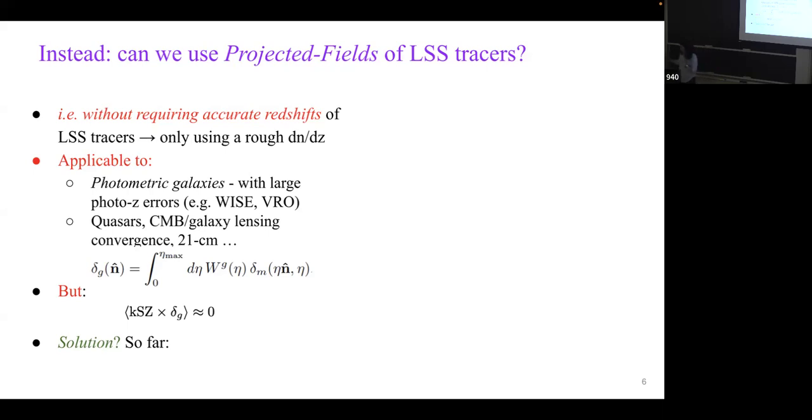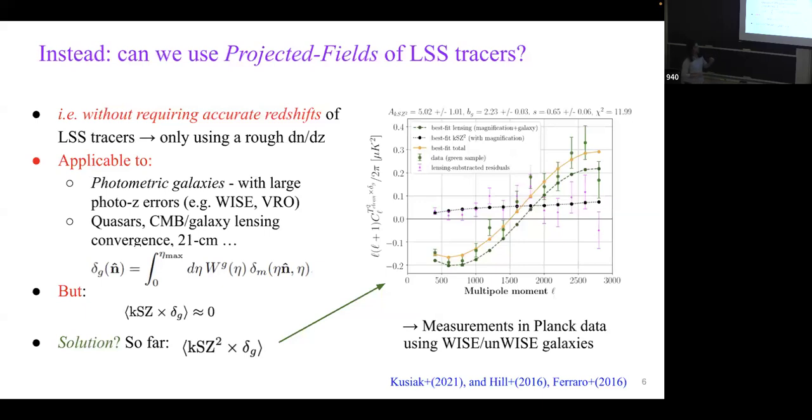So to avoid this naive cancellation, what was done so far is, this is an existing estimator that I worked on in my previous paper, the solution so far was to square the CMB map before cross-correlating it with your projected galaxy field. And this sort of estimator is called the KSZ squared estimator. And so far there have been 2 measurements in Planck data using this technique with WISE and unWISE galaxies, and these were at the 3 to 4 sigma level. But in the future, the detection significance with this KSZ squared estimator is expected to go up.